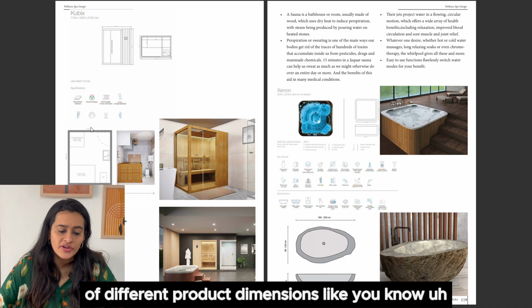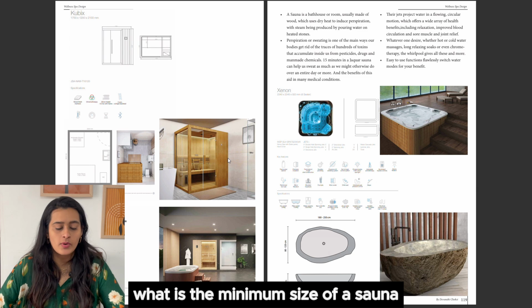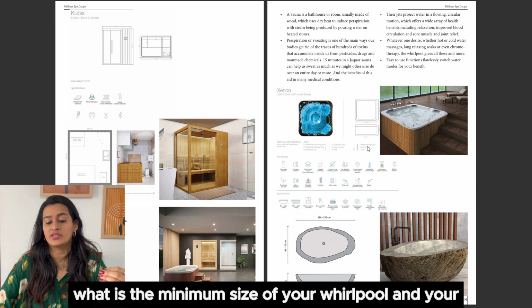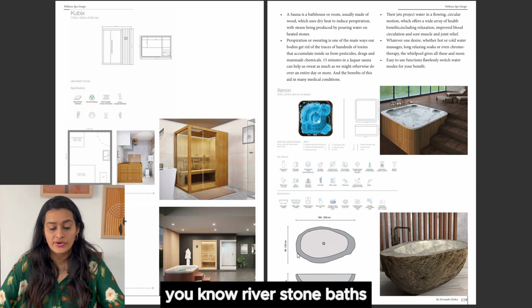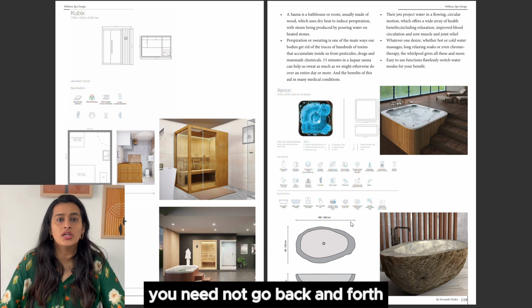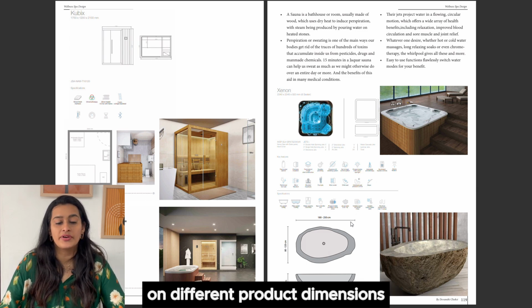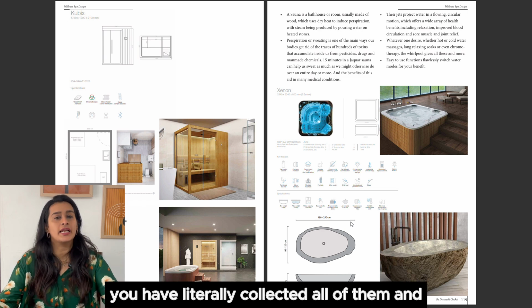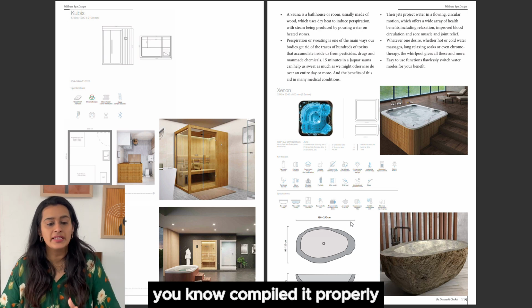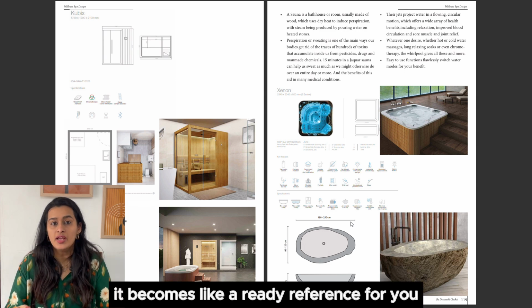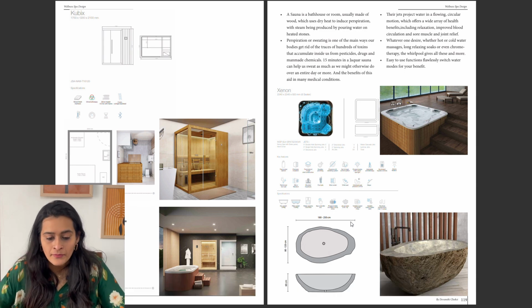Again, we speak of different product dimensions, like what is the minimum size of a sauna, what is the minimum size of a steam, what is the minimum size of a bathtub, what is the minimum size of your whirlpool and your river stone baths. So when you are designing, you need not go back and forth researching different product dimensions and different makes and finishes. You have literally collected all of them and compiled them properly, so that you are not forgetting anything, and at the same time it becomes a ready reference for you, and you don't need to Google again and again.